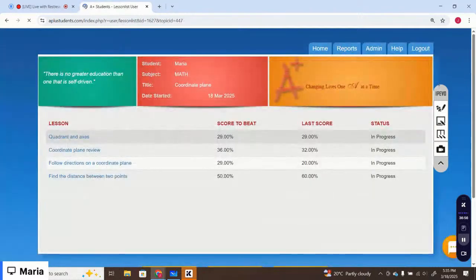So we were working on the grade 8 math chapter, the coordinate plane. The lessons we have covered today are coordinates and axis, coordinate plane review, follow directions on the coordinate plane, and find the distance between 2 points. So please make sure you complete all the practice questions before the next session.